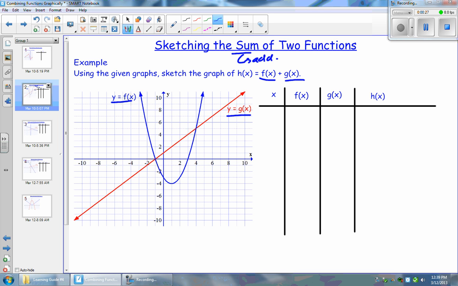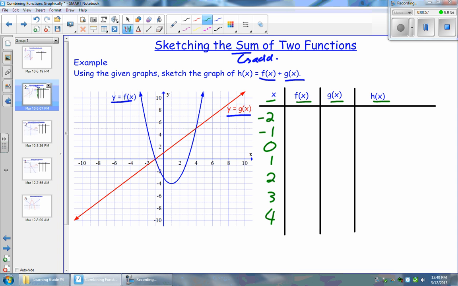To make this a simple procedure, it's always good to start with a table of values. As you see on the right-hand side here, I have a table of values. We're going to pick some x values and fill in the rest of the table. So first thing you want to do is pick some x values. I'm going to pick -2, and I'll increase by 1. So -1, 0, 1, 2, 3, and I'll pick another point for good measure. Just pick some x values, and you're just going to read off points off your graphs.